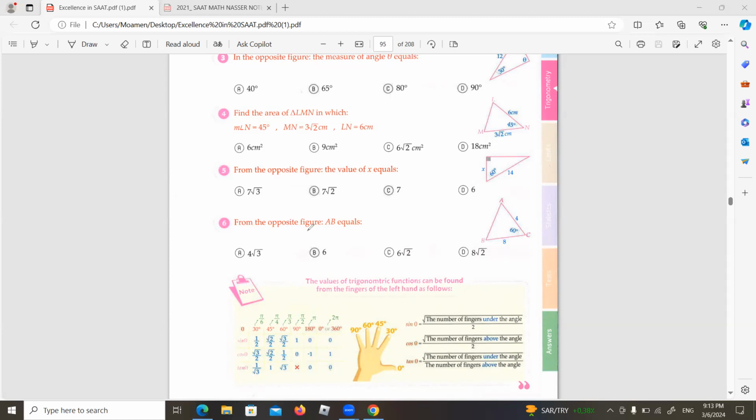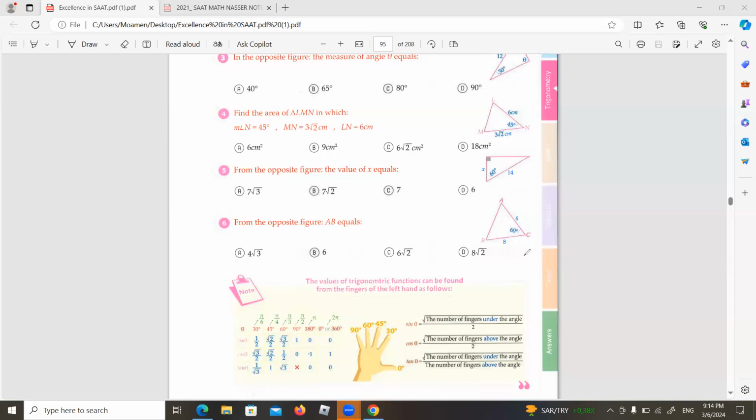Number 6, from the opposite figure, AB equals what? Yes, we will use the cosine law, because it needs what? It needs two sides and the included angle. Yes, we'll use the rule of the cosine. But before using the rule of the cosine, I give you the answer from the first side.